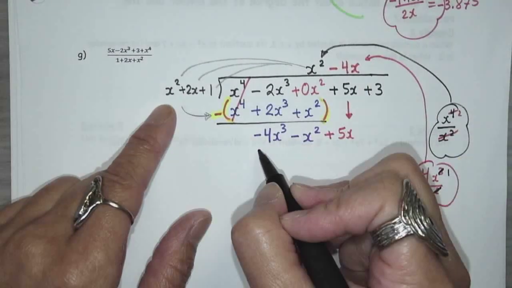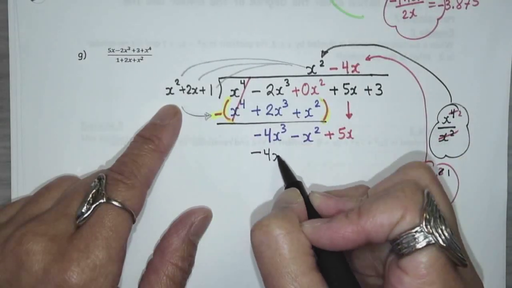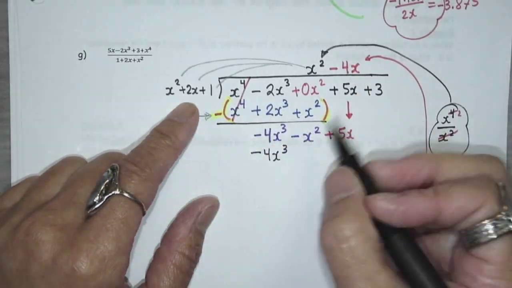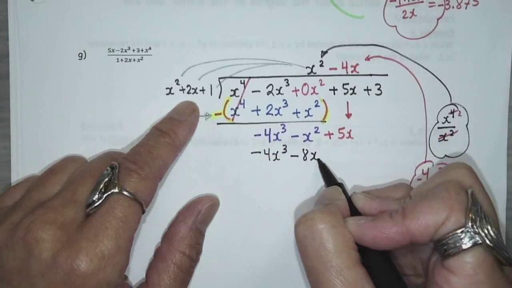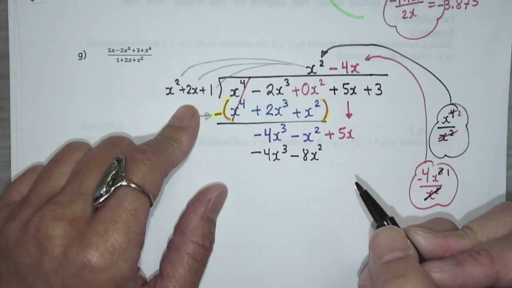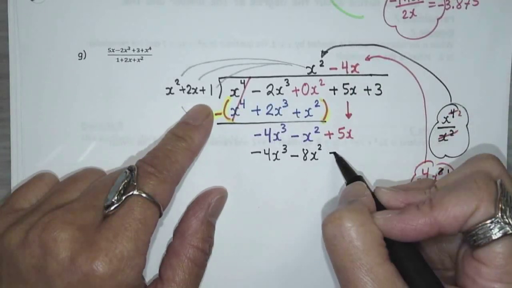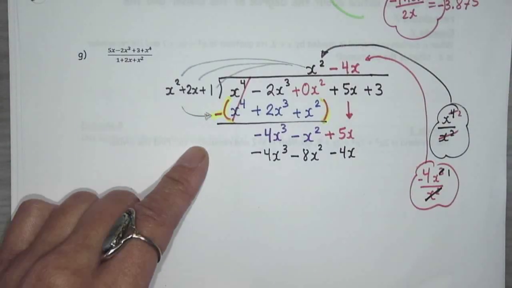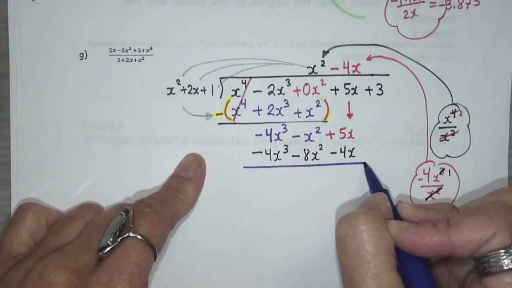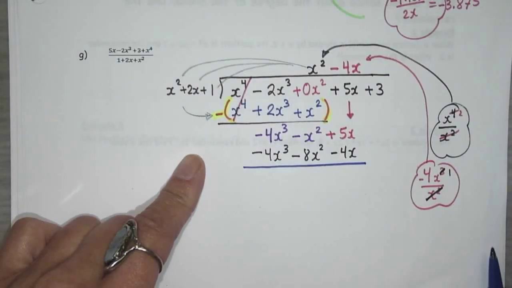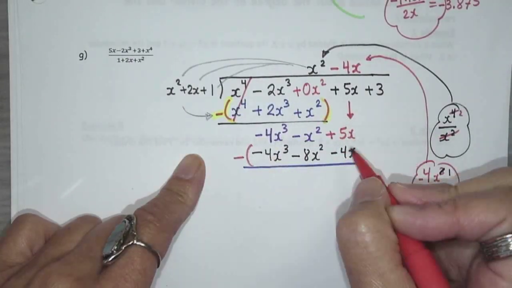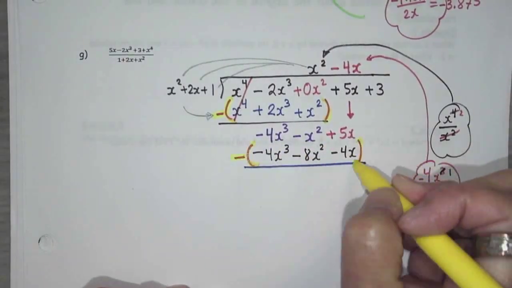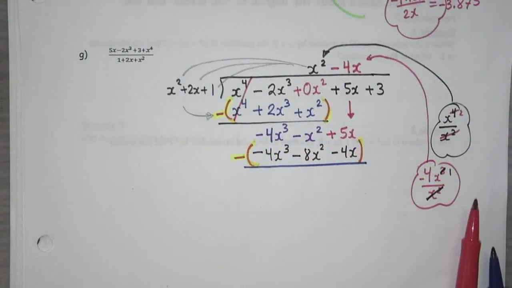So 1 would get me negative 4x cubed. Good, that should match. This one times this one is negative 8x squared. Good, and that should match, the x squared with the x squared. And then negative 4x. Stop me if I'm wrong, right? Sometimes I'm not thinking, I'm getting my signs wrong, so stop me if I'm wrong. Then we're going to subtract all 3 terms. I'm going to highlight that again. So it's minus all of them. Minus, minus, minus. You're going to subtract all 3.